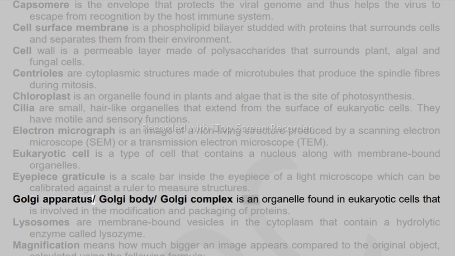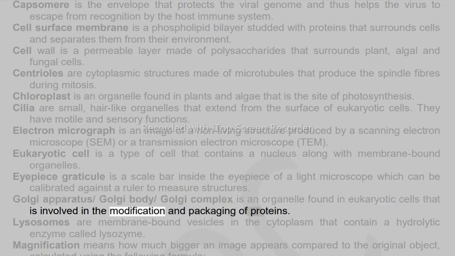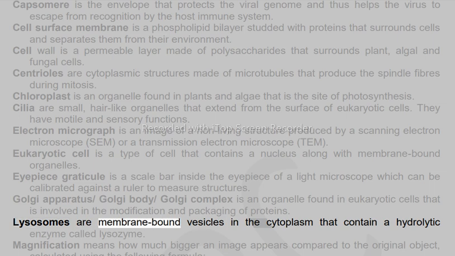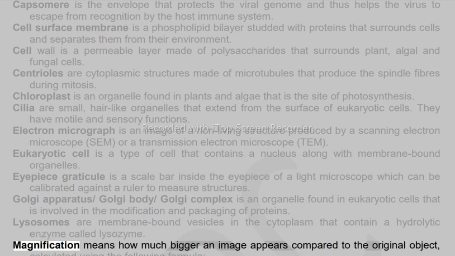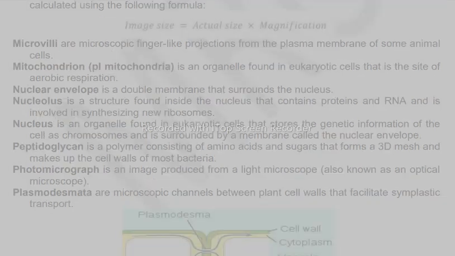Golgi apparatus, Golgi body, or Golgi complex is an organelle found in eukaryotic cells that is involved in the modification and packaging of proteins. Lysosomes are membrane-bound vesicles in the cytoplasm that contain a hydrolytic enzyme called lysozyme. Magnification means how much bigger an image appears compared to the original object, calculated using the following formula.